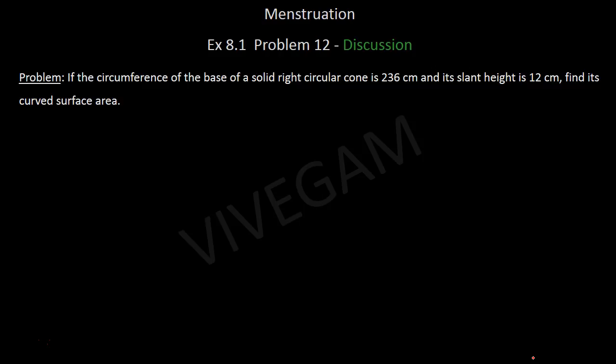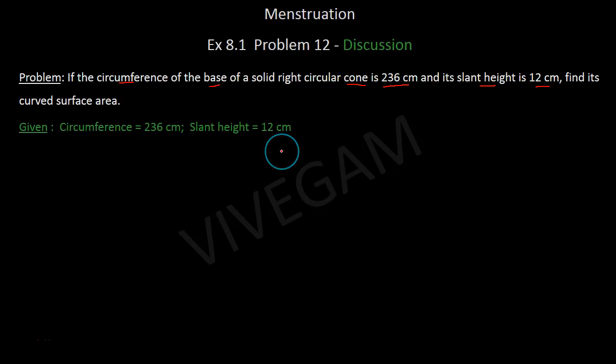Let's mark what is given in the problem. 236 cm is the circumference of the base of the cone. The base of the cone is a circle, so the circumference of the circle is 236 cm. Next, 12 cm is the slant height of the cone. Anything else given? I guess that's it. So let's write it: circumference equal to 236 cm, slant height equal to 12 cm, and the shape is a cone.